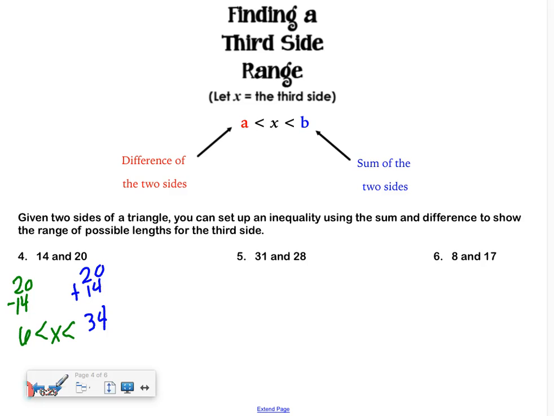How about you guys try 5 and 6 on your own? If you haven't already. Find the range for a possible third side.